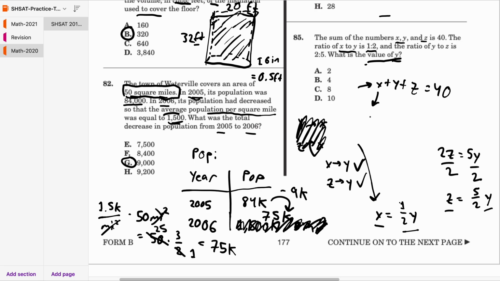So now I have everything in terms of y, so I'm just going to do this addition. So x is equal to 1/2 y, plus y, plus z, which is 5/2 y, and this is equal to 40. Now I'm going to add the coefficients in front of the y. So I have 1/2 plus 1 plus 5/2. 1/2 plus 5/2 is 6/2, which is just 3, plus 1, so that's going to be 4y is equal to 40. Just adding like terms, and then dividing both sides by 4, we get y is equal to 10. So that would be D.